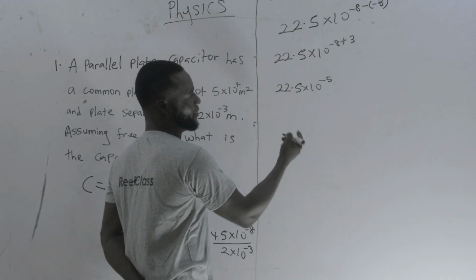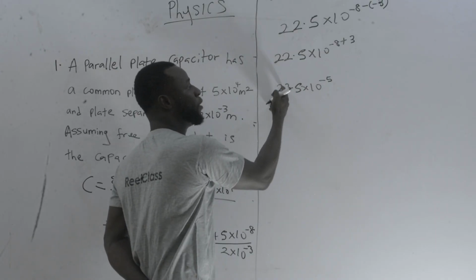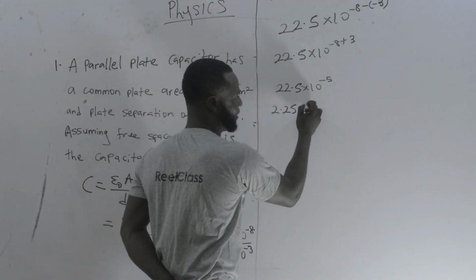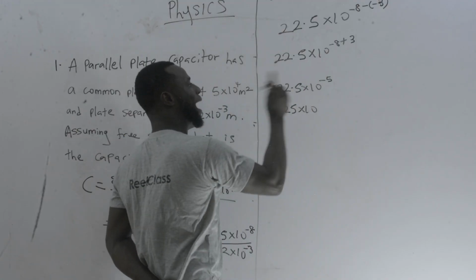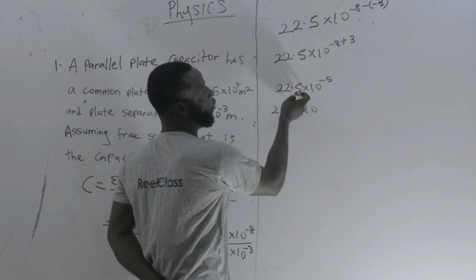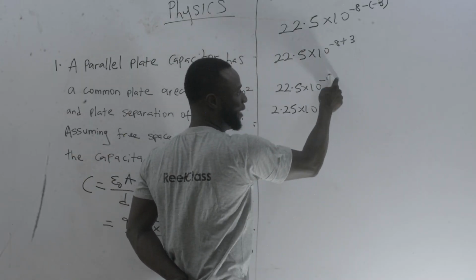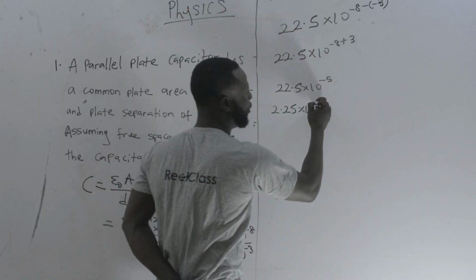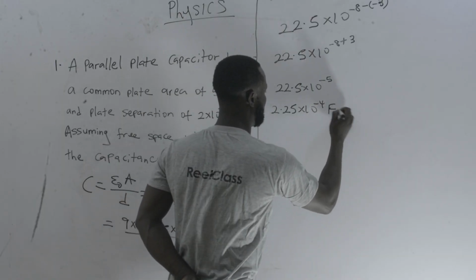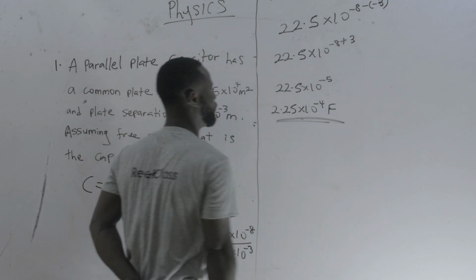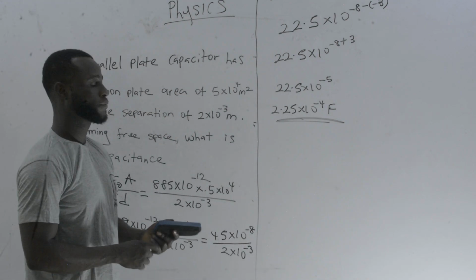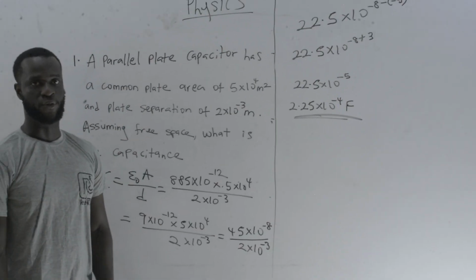So to make it look like standard form more, I'll move this decimal point forward once, and that will be 22.5 times 10 raised to the power. If I move the decimal point forward, I'm going to be adding 1. If I'm moving it backward, I'm going to be subtracting 1. So I'm moving forward once. That will be adding 1 to minus 5, that will be minus 4. Raised to the power minus 4. So we're looking for capacitance, which is in farad. That will be our answer: 2.25 times 10 raised to the power minus 4 farad. Let's take question number 2.